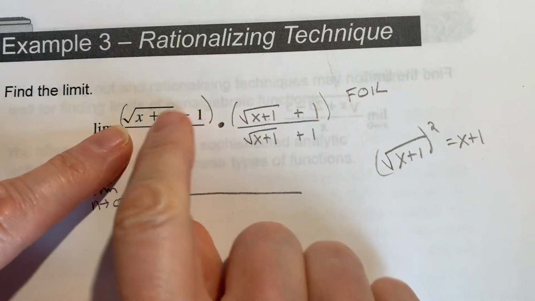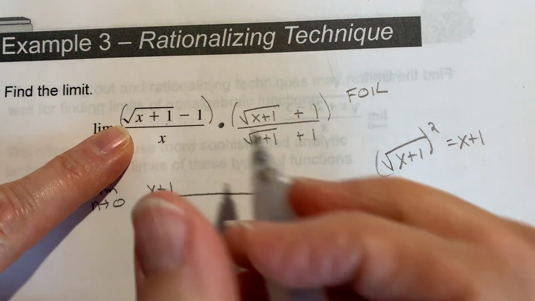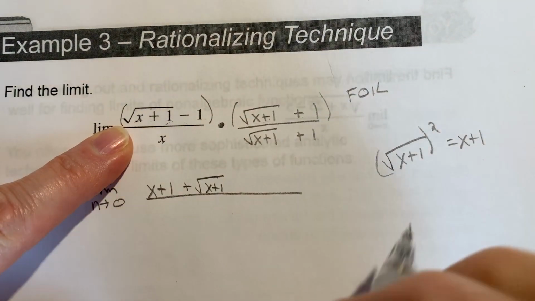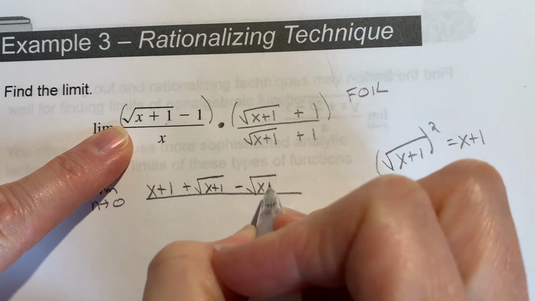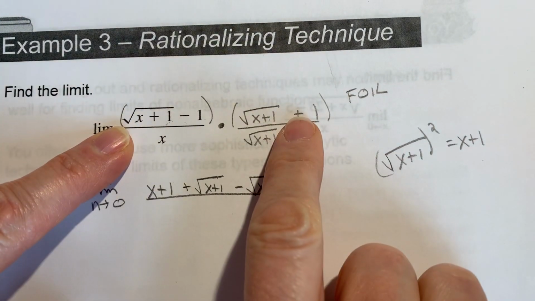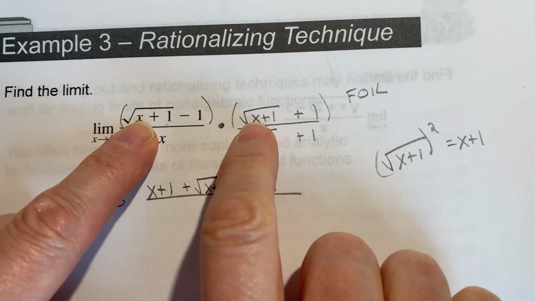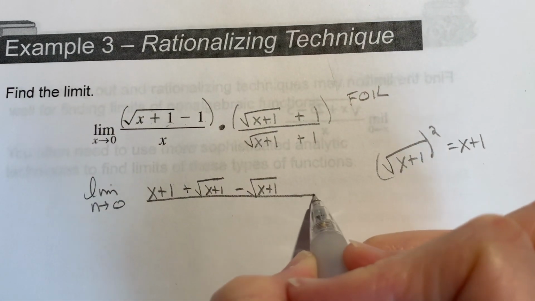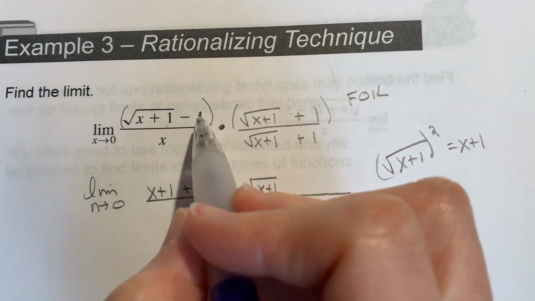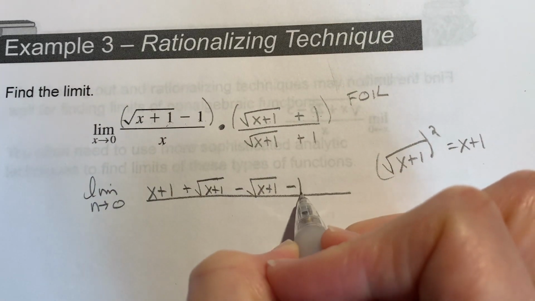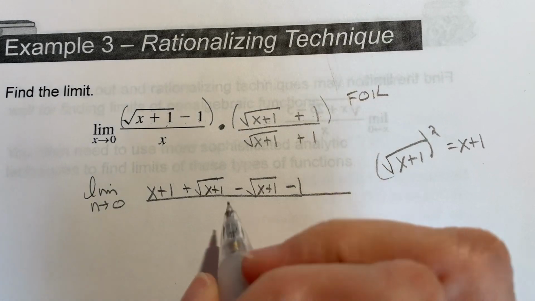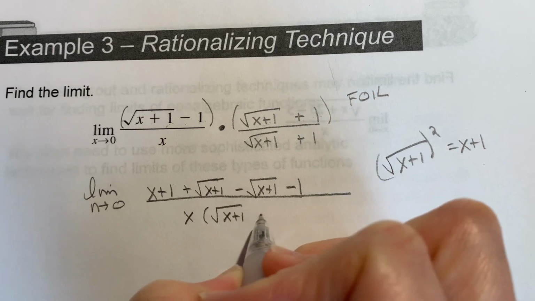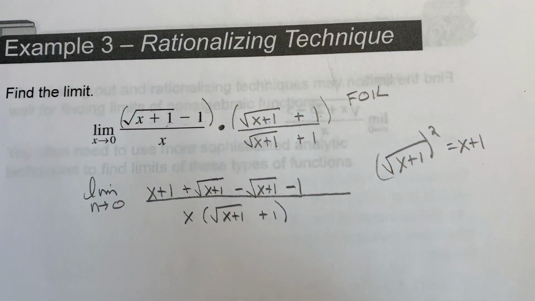The outside terms are square root of x plus 1 times 1. The inside terms are negative square root of x plus 1. That's always going to happen when you multiply by a conjugate. Identical term here and here, 1 plus, 1 minus. Those middle terms will always add to 0. That's why we do this. Last times last is negative 1 times 1, which is negative 1. And then on the bottom, don't multiply anything out. You'll see why in a minute. Just leave it exactly like that in your denominator.